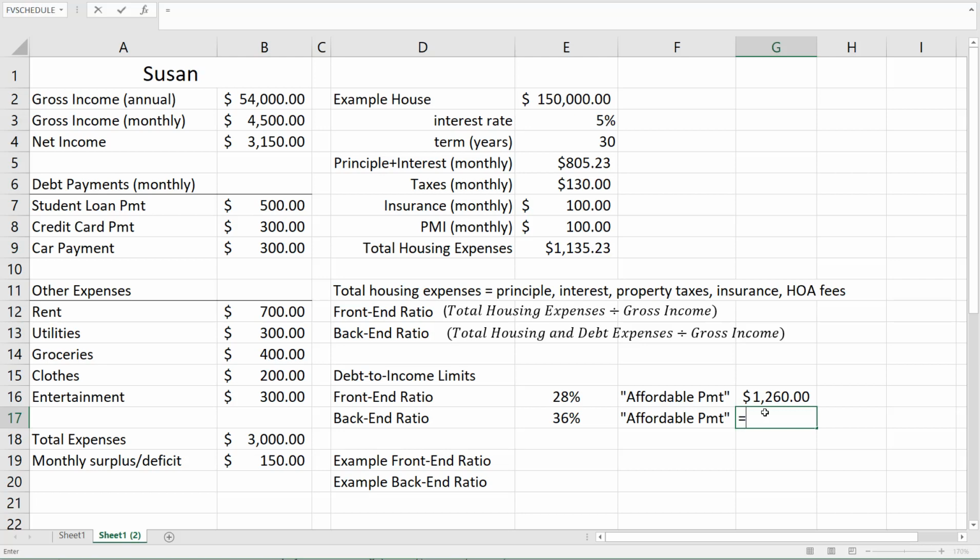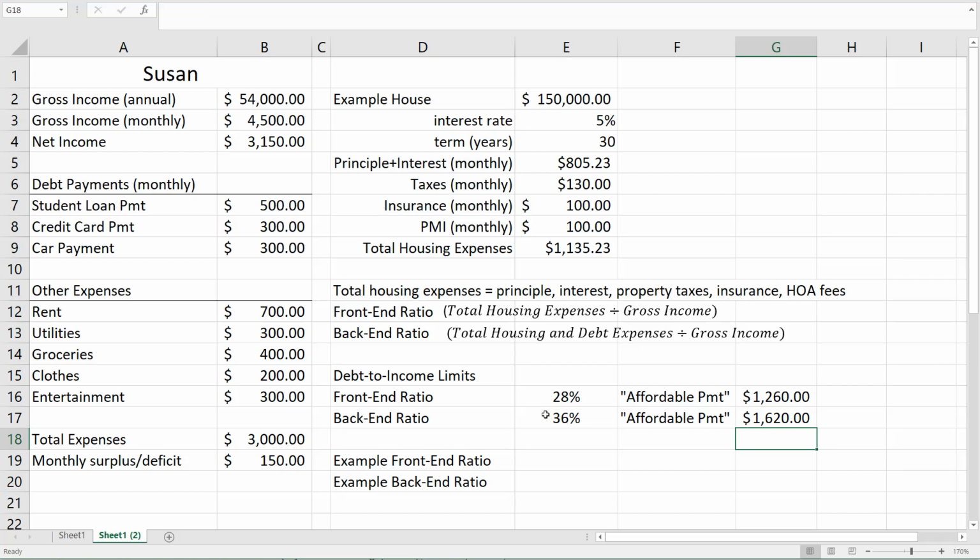But like I said, the back-end ratio is much more common for banks to use because I think it gives a much more clear picture of whether somebody can actually afford a house. So the affordable payment for using the back-end ratio is going to be that $4,500 multiplied by 36%. It's going to give us $1,620.